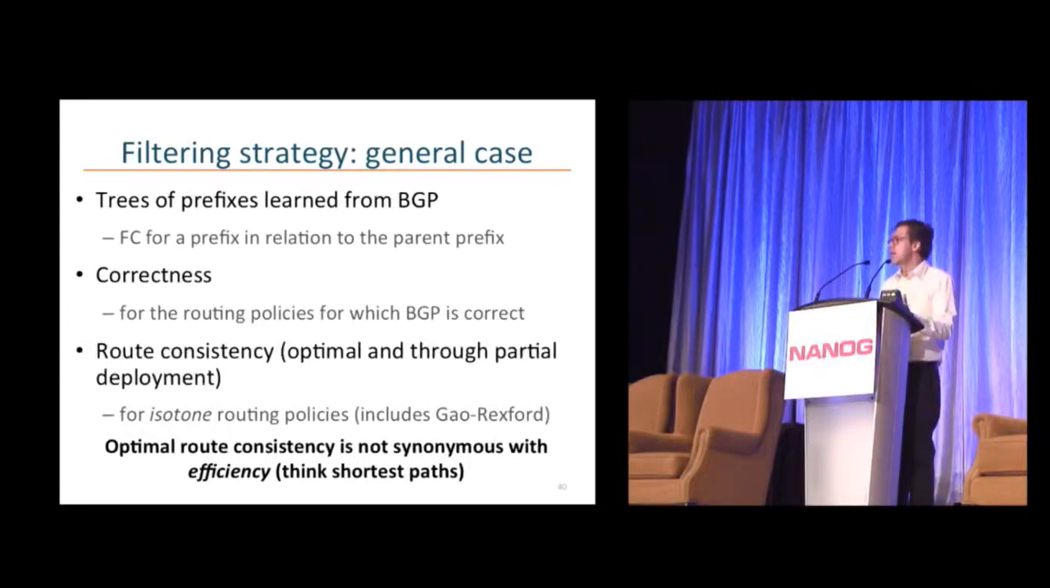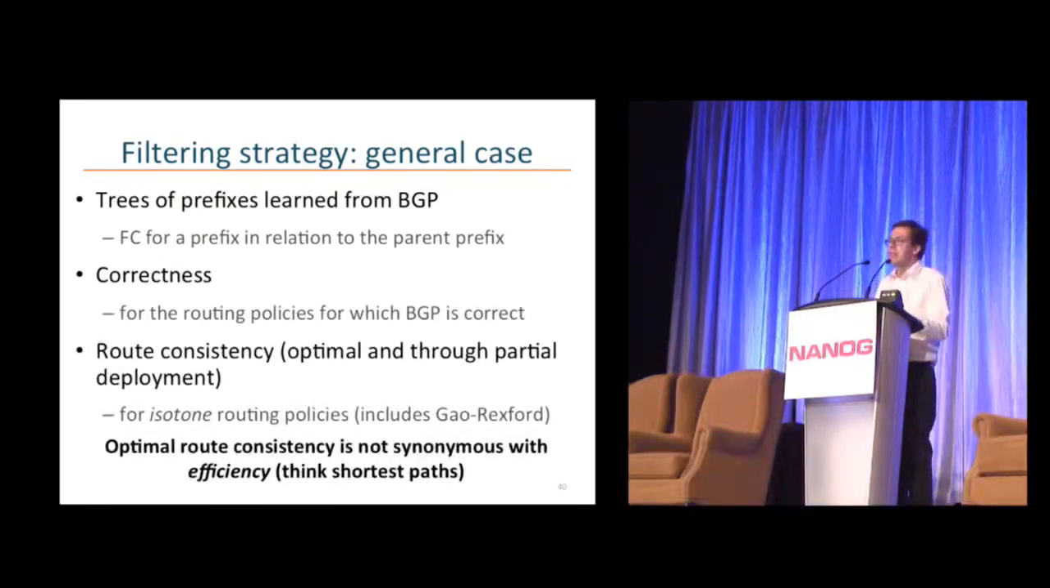Okay? We have shown that Dragon, the filtering strategy, is correct for the same routing policies for which BGP is correct. And if there is an additional property called isotonicity, then Dragon is optimal route consistent when all ASs apply the filtering code, and there is an ordering for deployment that is route consistent at all intermediate stages.